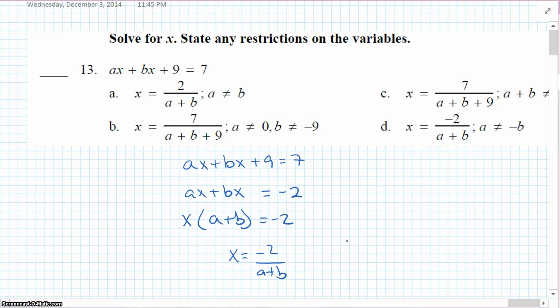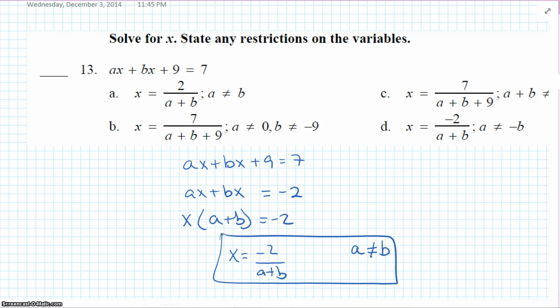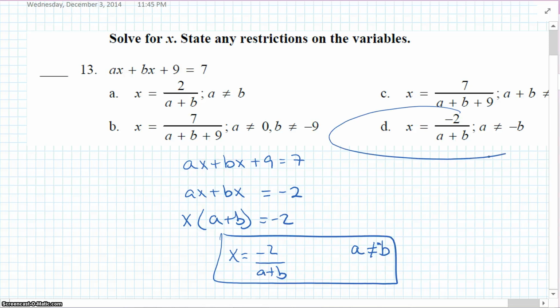So what are my restrictions? Well, my restrictions are I can't have a denominator of 0, so a cannot equal b, because if they equaled each other, the denominator would be 0. So my answer is negative 2 over a plus b. Oh, and a cannot equal, sorry, negative b. I screwed that one up. Answer would be B.